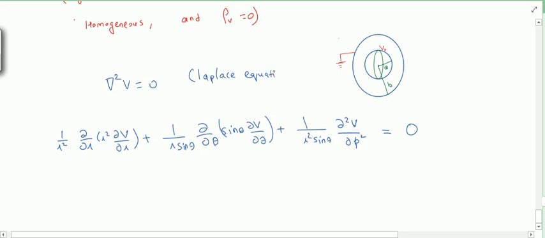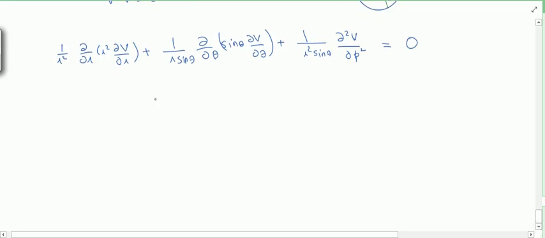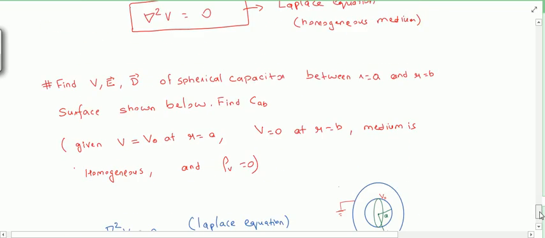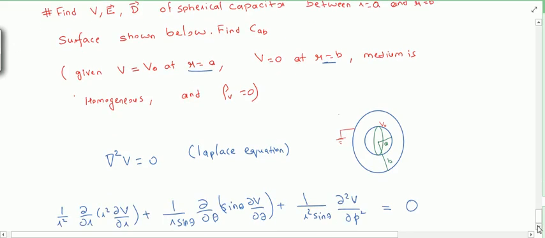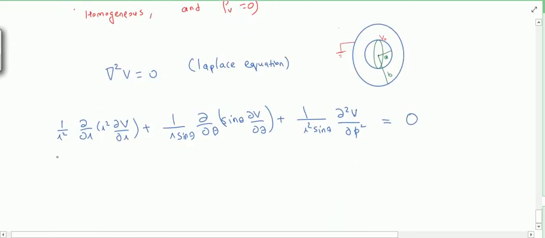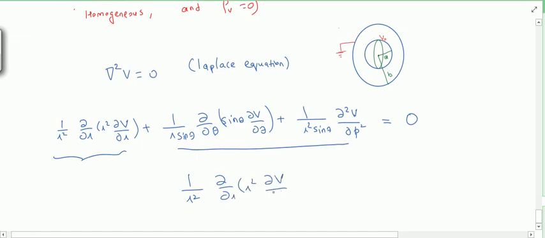Laplace equation. So we are using Laplace equation to find first the potential, then we will simply find the electric field. Here the value of V depends only on the r value, so we have to consider only the r component from this. The other components become 0. So the only thing remaining is 1 by r square del by del r of r square del V by del r equals 0.